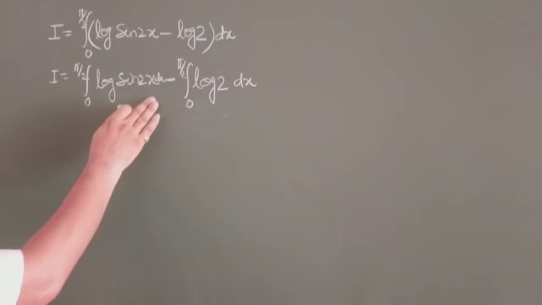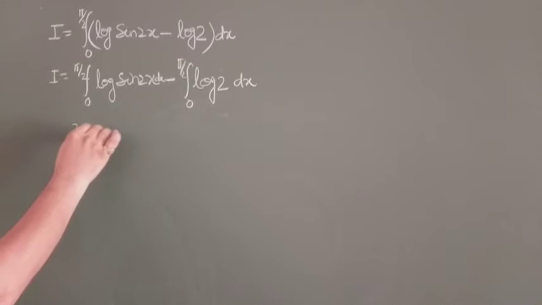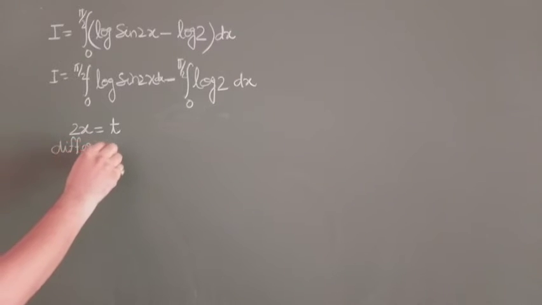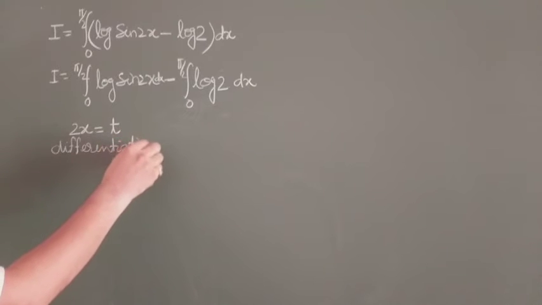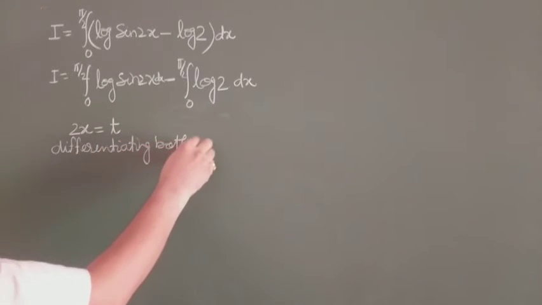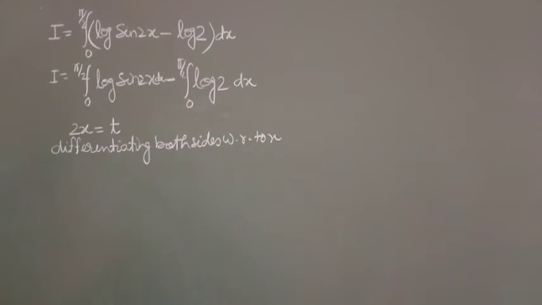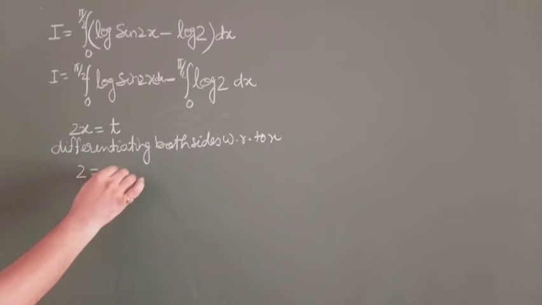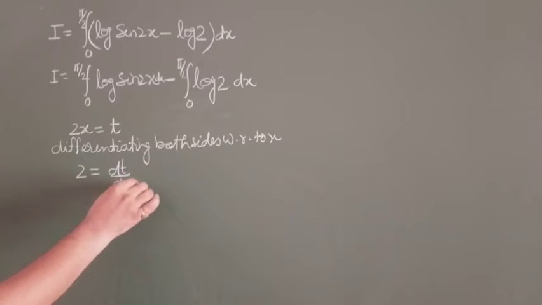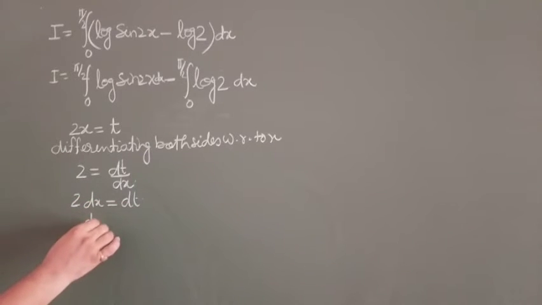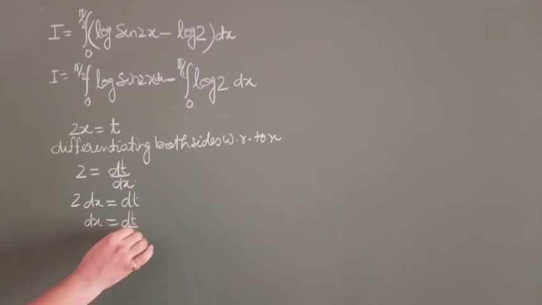So to solve this part, let us suppose 2x equal to t. Differentiating both sides with respect to x, it will be 2 equal to dt upon dx. It means 2 dx equals to dt, so dx equal to dt by 2. So it will become I equals to integration.